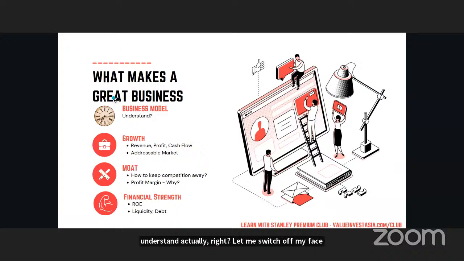Okay, so finding a business model that you can understand, that's key, because some companies, everybody must be saying that, oh, it's such a great company, but if you read about it and you don't understand exactly how they're making money at all, it's very hard to have that kind of confidence in the company to hold it for the long term, right? Because a great company is a company that we can hold for the long term.